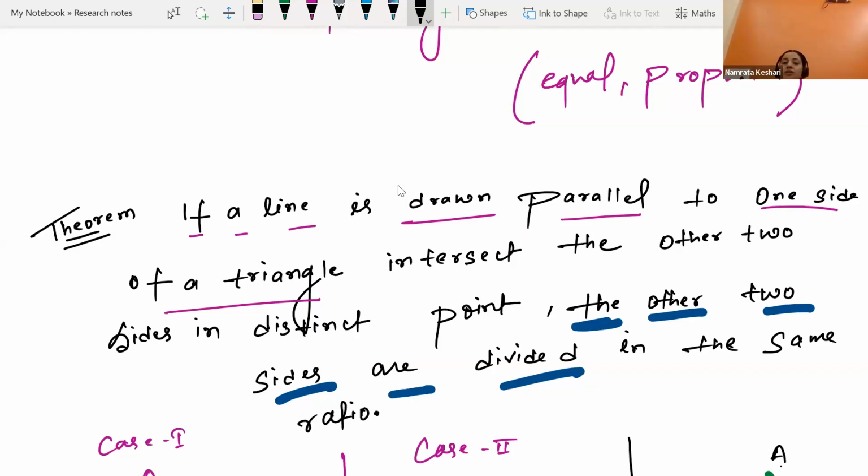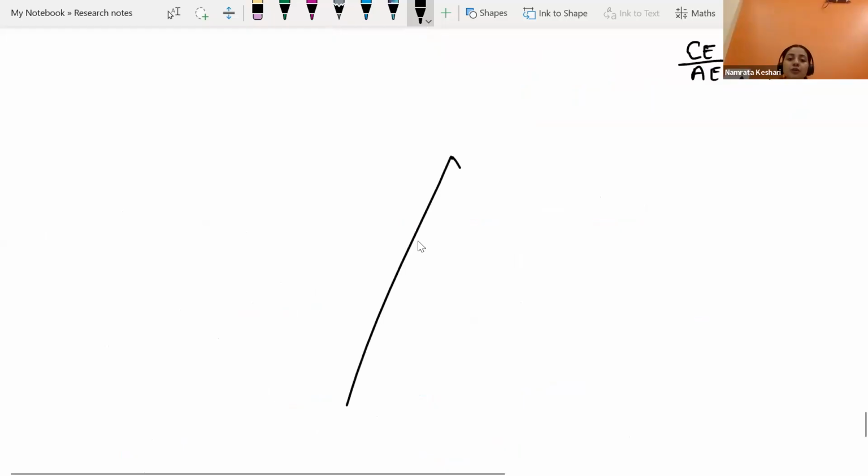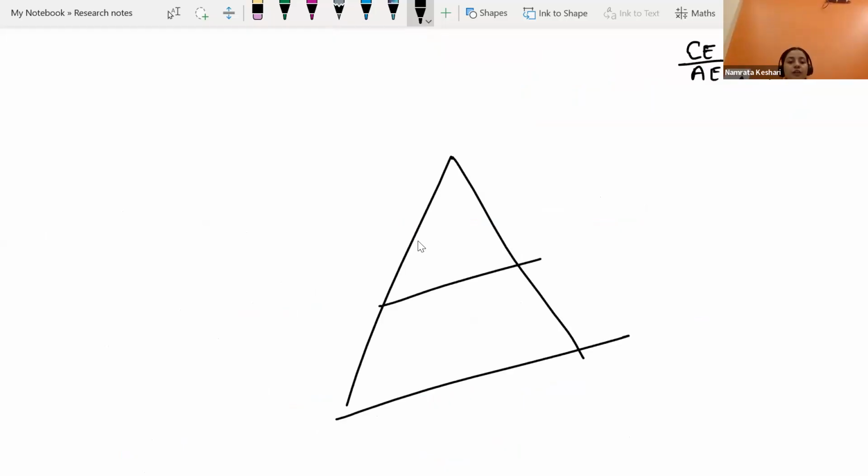Midpoint theorem you have learned in the previous class. Here I am saying that it is dividing in the same ratio. That means if the line you are drawing is parallel to one of the sides, then if it is getting divided in the ratio 2 by 3, here also it will get divided in the ratio 2 by 3. Are you getting my point? Getting it? Yes or no?